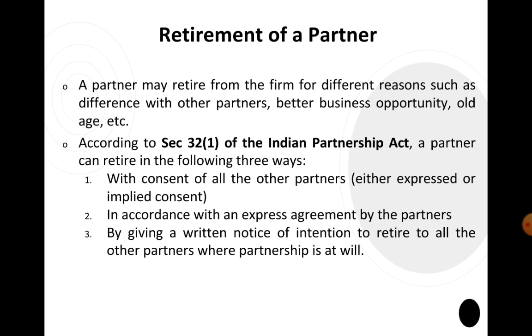Now, a partner may retire from the firm for various reasons. He may have a lot of different reasons. It could be personal, or it could even be a part of the professional reasons as well. So, maybe it could be through personal reasons like old age, or maybe it could be professional reasons like better business opportunities, or he may not be in the same mindset, or there may not be mutual understanding between him and the other partners. Okay, there could be many reasons as to why a person may retire from a firm.